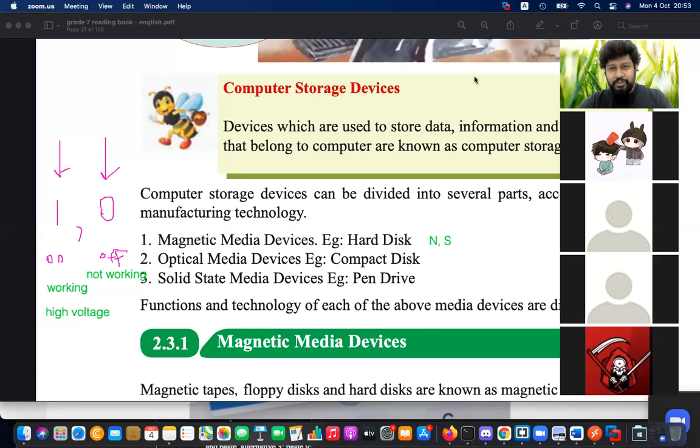Okay. So here it is using, let's say, on and off. So what about solid state? It can use negative and positive, or again on and off, yes and no, present and absent, 0 and 1. So that's how it stores in the solid state media. These are the three basic storages available for us.